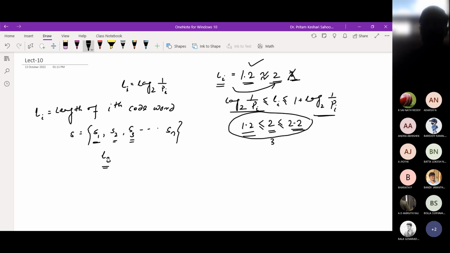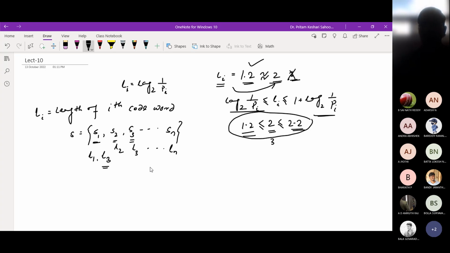So when we convert every message, every symbol into a code sequence, the length of that code word is represented by small l. That means the symbol S1 will have the length L1, S2 will have length L2, S3 will have L3, and so on. The last symbol will have length Ln. So the value of small l can be different for different symbols.